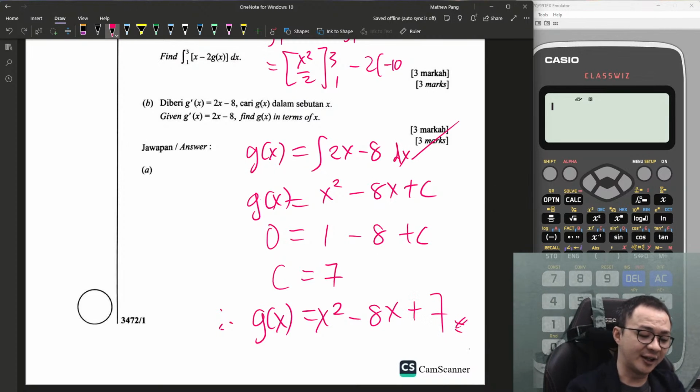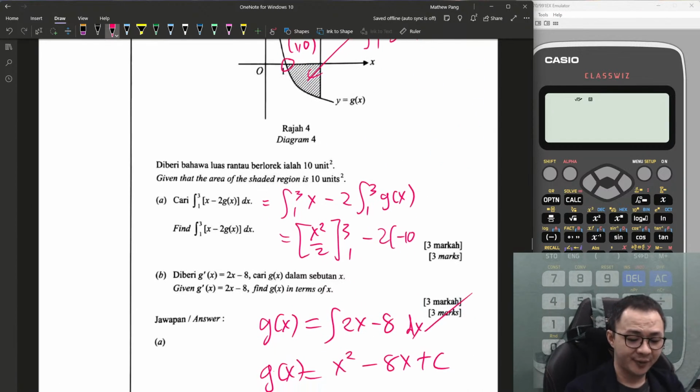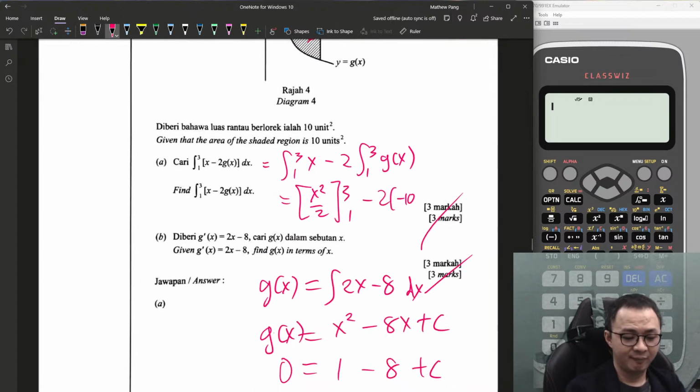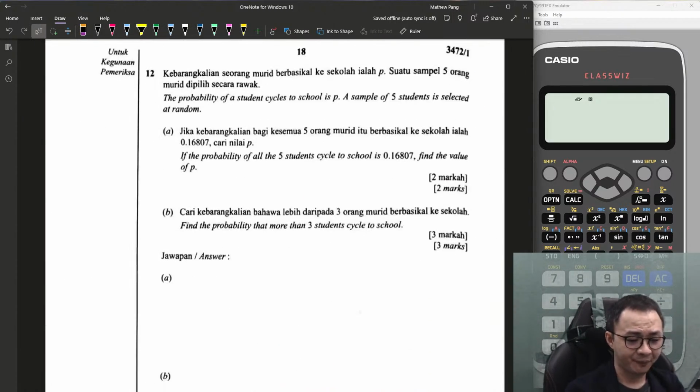Yeah, you're right, you can write dx. This integration question, no surprise, quite simple.